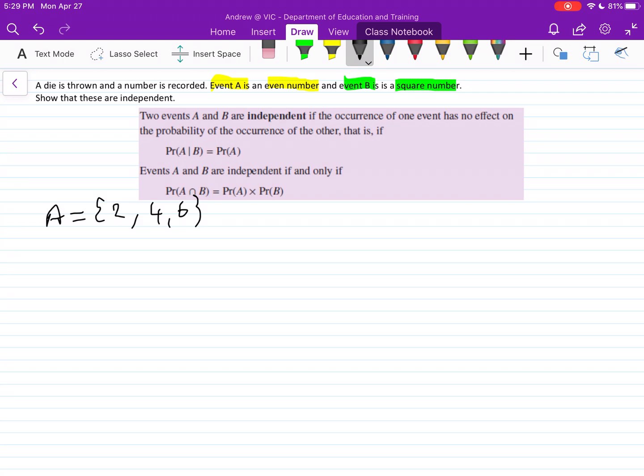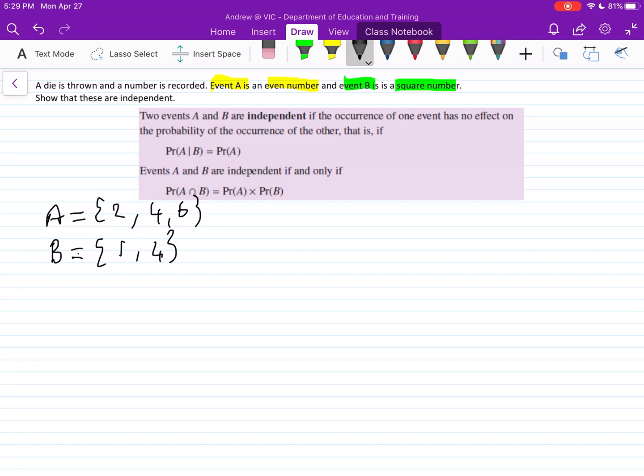Event B is a square number. Just remember, 1 squared is 1, so technically 1 is a square number. And then 2 squared is 4, so that's the other square number, 4. 3 squared is 9, and 9 is too high, so that won't fit on the dice.